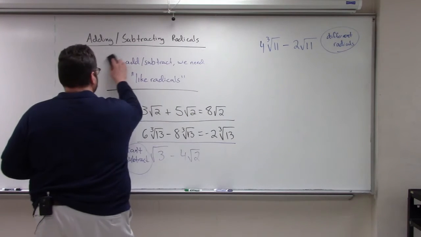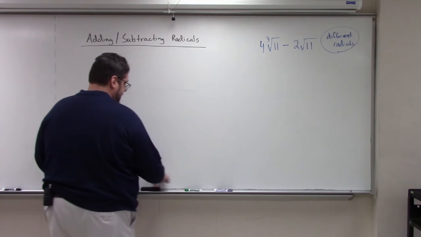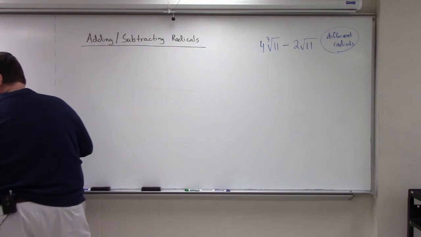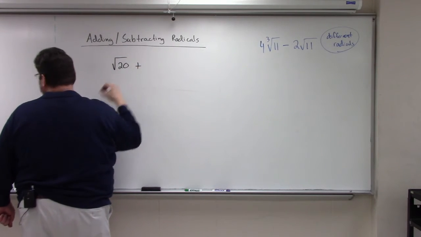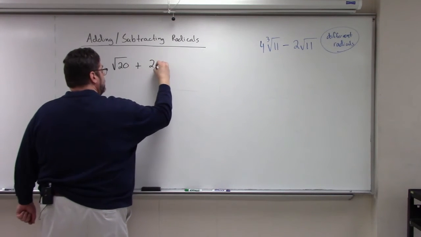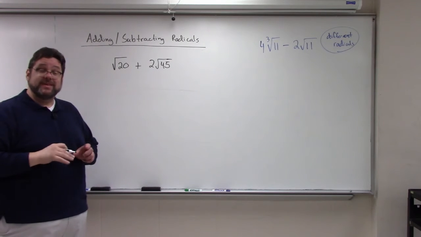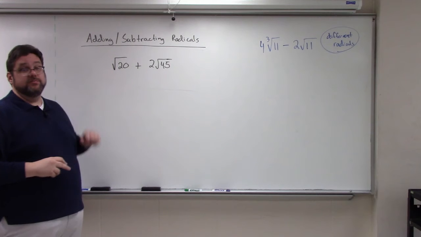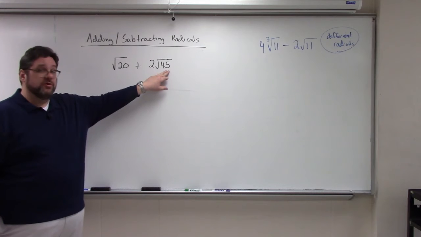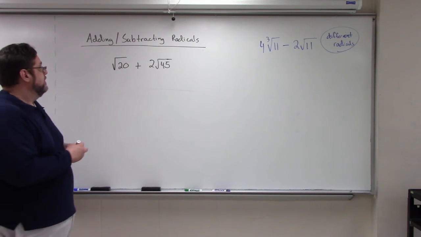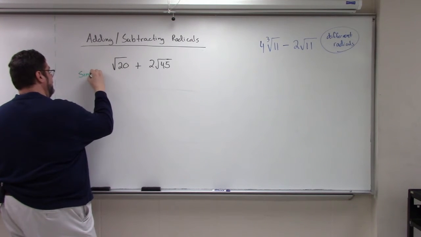So what I want to look at is, let's just look at another example. Let's look at the square root of 20 plus 2 times the square root of 45. Now, according to everything I've told you so far, we cannot add or subtract these, because although we do have 2 square roots, the numbers under those are going to be different. So here's what we're going to do, though. We're going to simplify first.